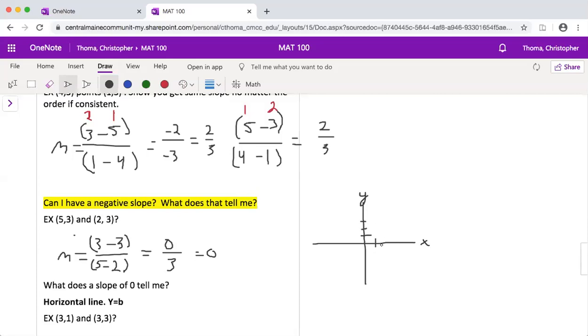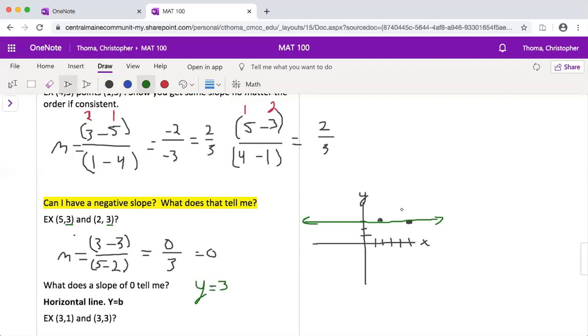If I just plot these 2 points, so 1, 2, 3, and then 1, 2, 3, 4, 5. So my first point is 5, 3. My second point is 2, 3. And notice it is just a horizontal line at 3. Anytime I have a slope of 0, it's a flat line, and it crosses the y-axis at whatever value the y is. So the equation is y equals b, which in this case means y equals 3.